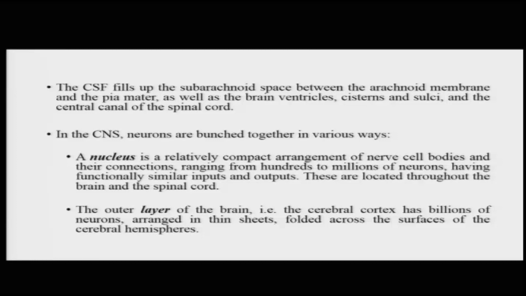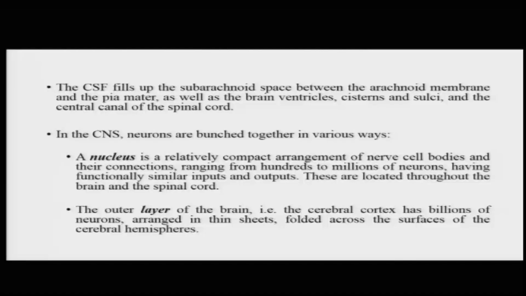Now in the central nervous system, neurons are bunched together and can be organized in various kinds of ways. One of the ways is via nuclei. A nucleus can be said to be a relatively compact arrangement of nerve cell bodies and their connections, ranging from just hundreds of neurons to millions of neurons at once, having functionally similar kinds of inputs and similar kinds of outputs. They are located throughout the brain and the spinal cord.